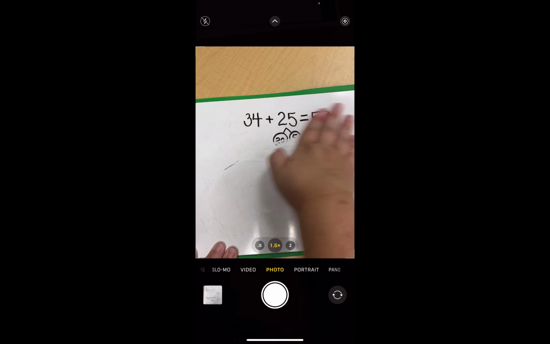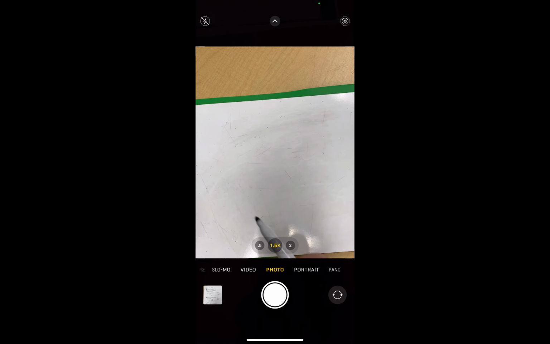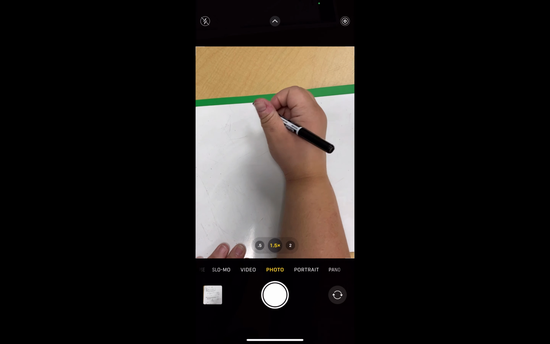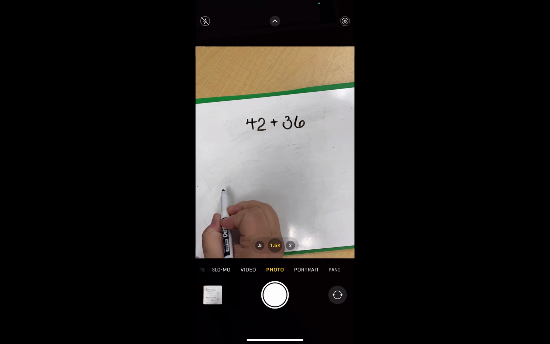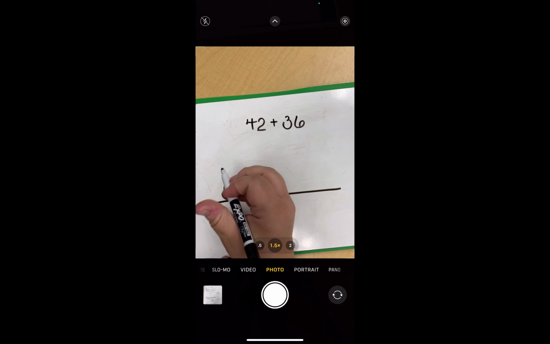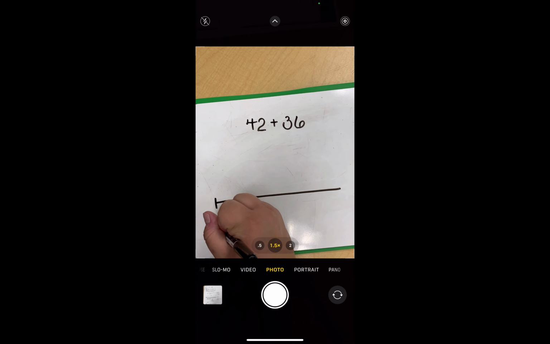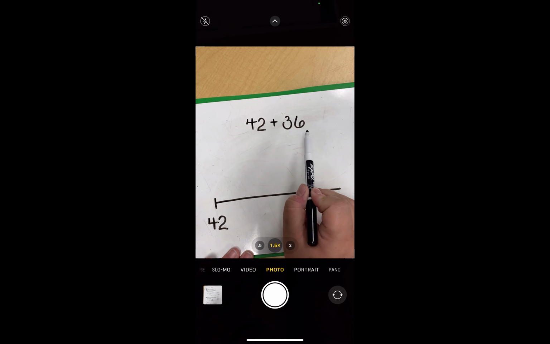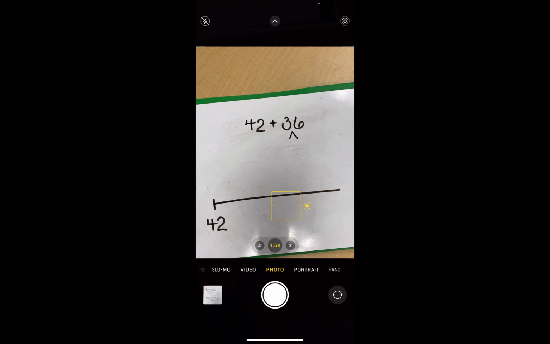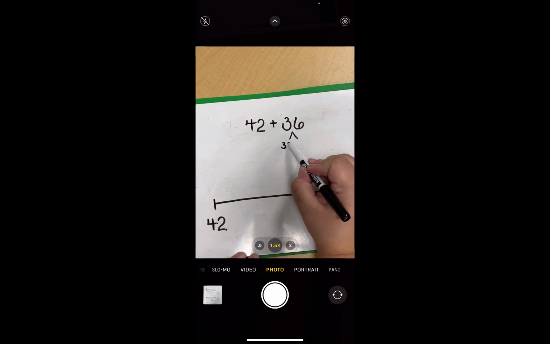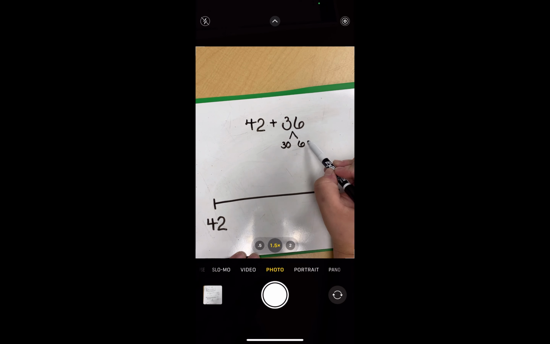Okay, let me show you one other example. Let's do 42 plus 36. Okay, so first thing I'm going to do is draw my number line. And I'm going to put my first number down at the bottom. That's easy, right? All I'm doing is copying this number down here. Now I'm going to look at this second number, and I want to break it apart into 10s and 1s. So how many 10s do I have in 36? I have 3 10s. So 3 10s would give me 30. And I have 6 1s.